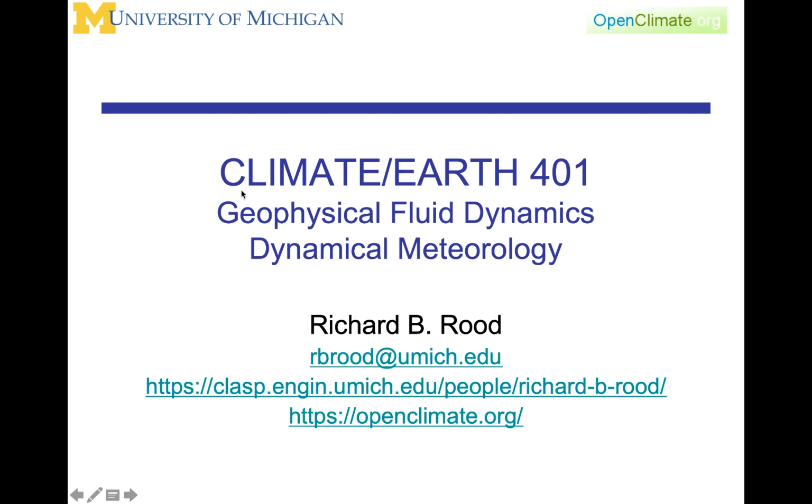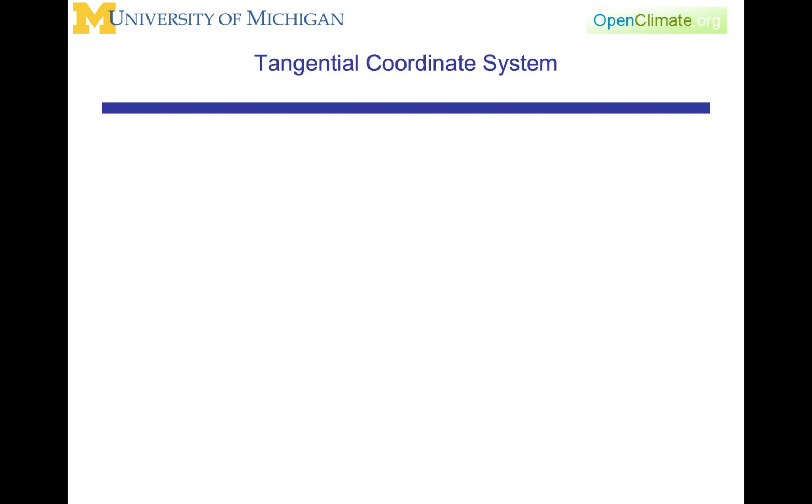In this lecture in Climate and Earth 401, I'm going to talk about the tangential coordinate system. The tangential coordinate system, which is a coordinate system sitting on the surface of the Earth, is a coordinate system that we will use most frequently in the course. It's been mentioned in several of the lectures, and it has also been introduced in the material on mathematical knowledge required for the course.